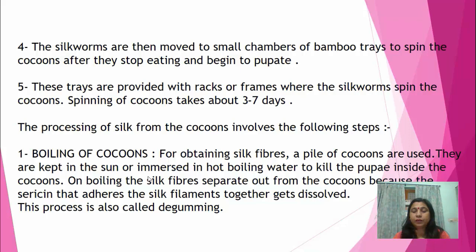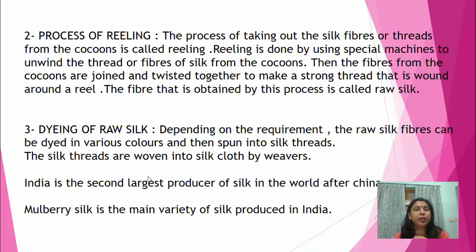Now the second step is the process of reeling. Once the silk thread is separated from the cocoon, the process of taking out the silk fibers or threads from the cocoons is called reeling. And this reeling is done by using special machines to unwind the thread or fibers of silk from the cocoons.